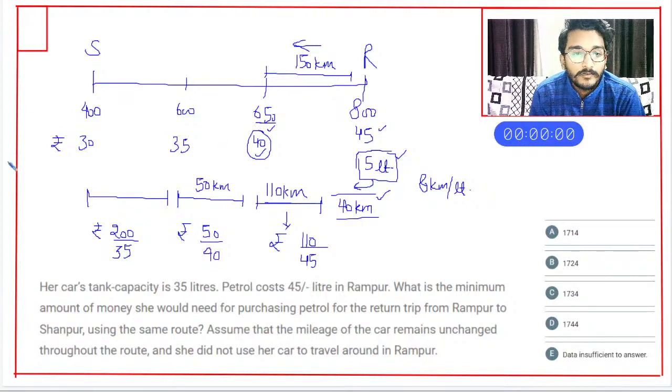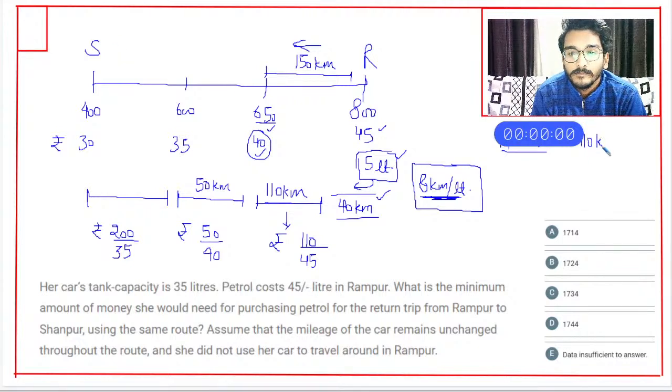Okay, so we can say here that the distance has to be covered. So 110 kilometer, and how much is the per liter price? 8 kilometer. So how much is the amount that she has to pay? The amount here is 110 kilometer has to be covered, and the mileage is 8 kilometer per liter. So how much would be the amount?